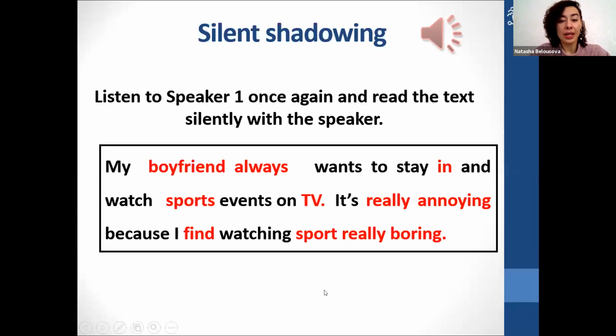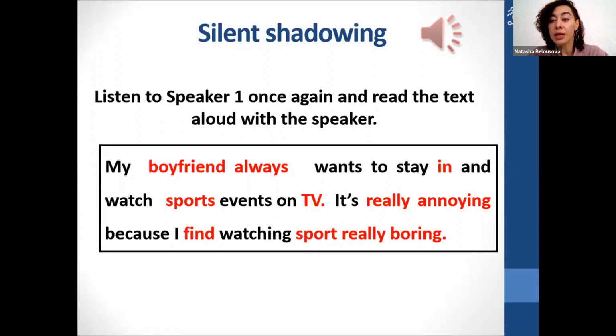yeah? The next stage, you're going to listen to speaker 1 once again, but now you're going to read aloud with the speaker. Again, to keep up with the speaker's tempo, to stress the important words, to make pauses where the speaker makes pauses, and so on and so forth. So again, try to say it as close to the speaker's manner as possible, right?